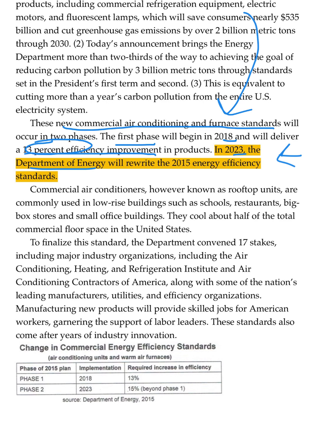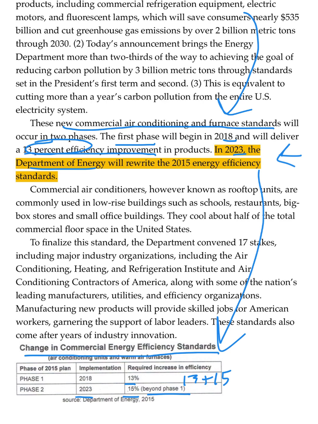So let's go down to the chart at the bottom and see if we can find any information related to the context we just read and the highlighted sentence. So in the chart, we can see that it is detailing the change in commercial energy efficiency standards. In phase 1, which we read about, they get a required increase in efficiency of 13% improvement. Phase 2, implemented in 2023, will get a 15% beyond phase 1. So not just 15% total, but basically 13 plus 15% on top of that.